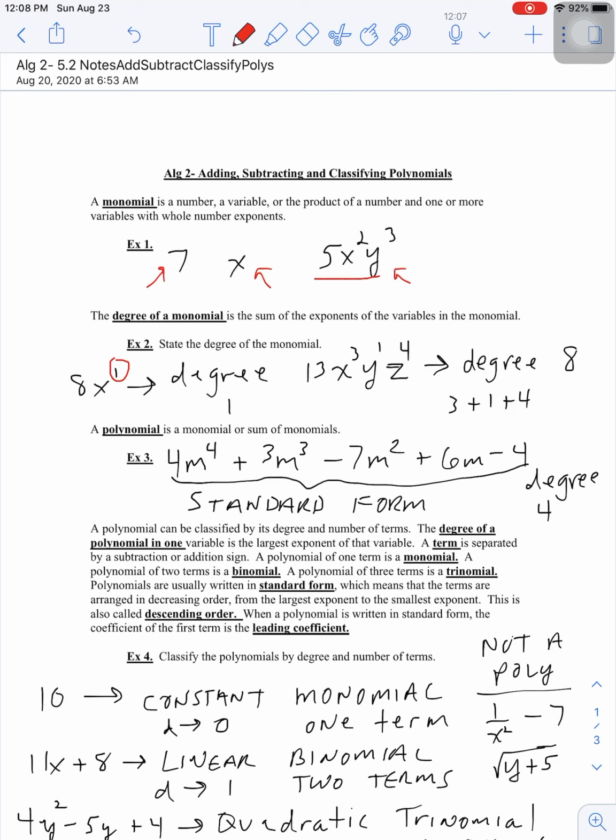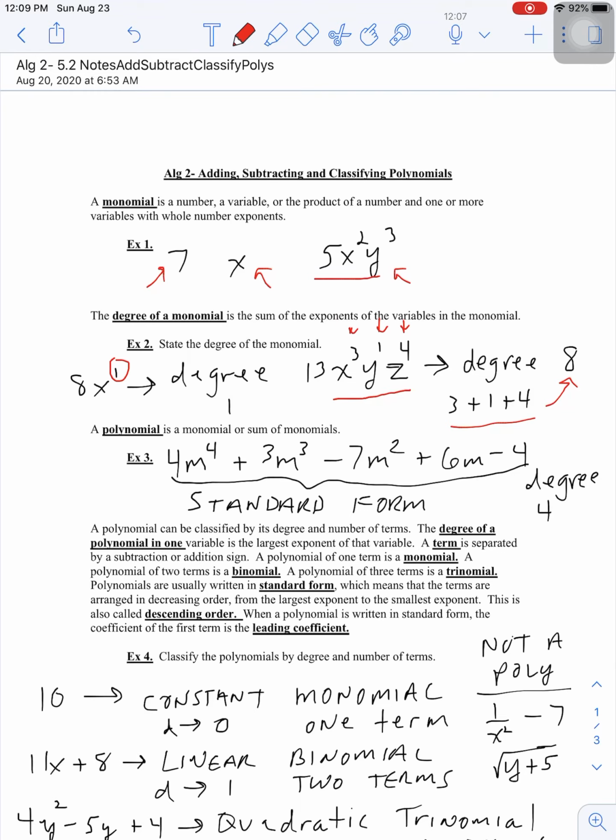And then we move on to 13x cubed, y to the first, z to the fourth. If you notice, you have a whole bunch of different kinds of variables in this monomial. So in order to figure out the degree, we would have to look at all of the exponents in this case and add them together. So we have 3 plus 1 plus 4, which is going to give us a degree of 8 for that monomial.